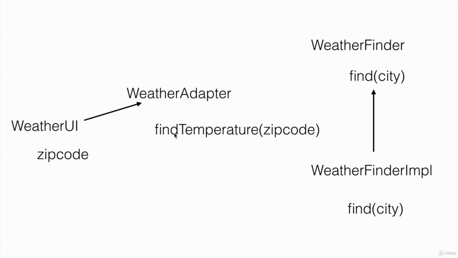So the weather UI will invoke the find temperature method on the weather adapter. It will pass in the zip code. The weather adapter is responsible for looking up the appropriate city that matches the zip code. It will then invoke the weather finder, take the results, and it will return the results back to the weather UI. So it exactly acts like a power adapter. It takes the inputs from the class that wants to use another class, because the inputs here are different from what the other side of the relationship expects.